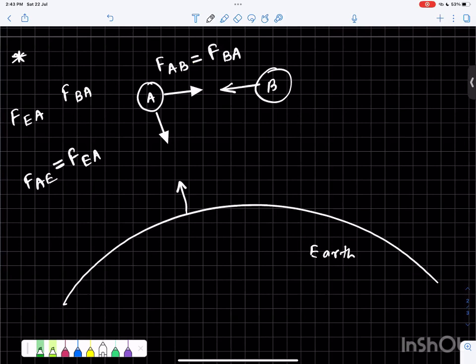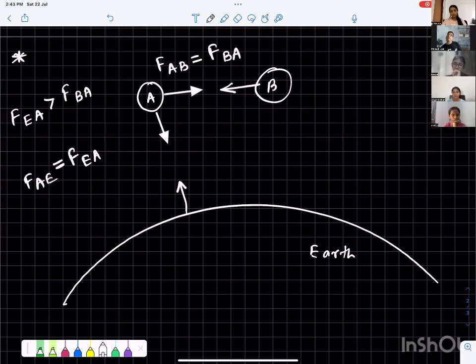Earth, right? Correct. The force exerted by Earth on A will be greater. Why is that force greater? Because of mass, since Earth has more mass, right? Very good. Yes, because Earth has a greater mass, it will also have a greater force of attraction.